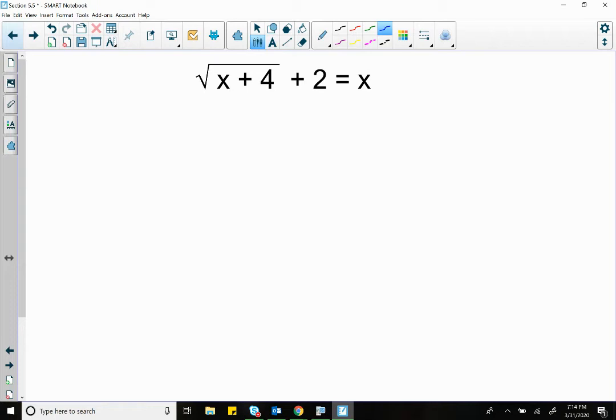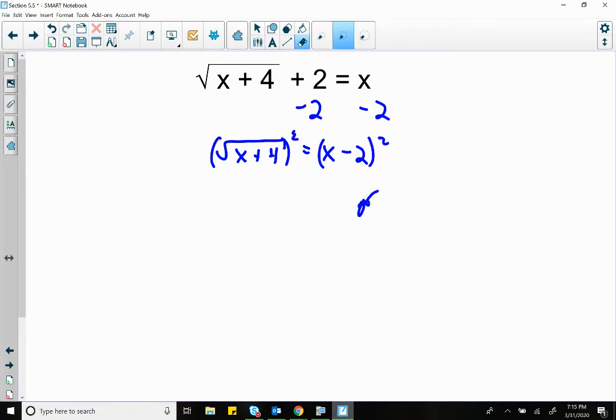Okay, so is this radical by itself? No. So how do I get rid of a plus 2? Subtract 2. So these two aren't going to get together because they're not like terms. So we have the square root of x plus 4 equal to x minus 2. My radical is by itself. How do I get rid of a square root? We square it. And so this is kind of like what we did last time, although we do not have to worry about a radical on this side.